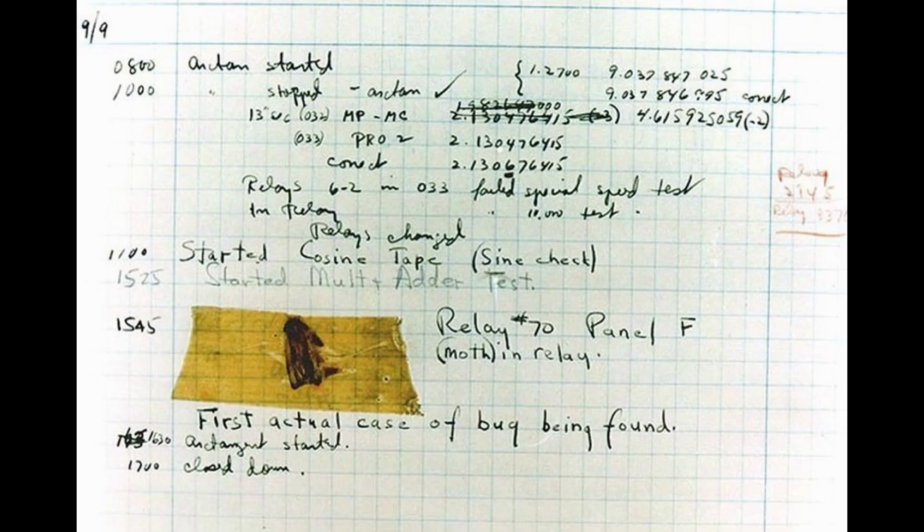We finally located the failing relay. It was one of the big signal relays. And inside the relay, beaten to death by the relay contacts, was a moth about this big. So the operator got a pair of tweezers and very carefully fished the moth out of the relay, put it in the logbook, put Scotch tape over it, and below it he wrote, "First actual bug found."